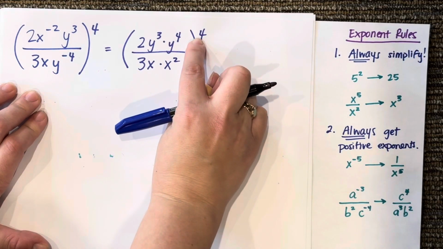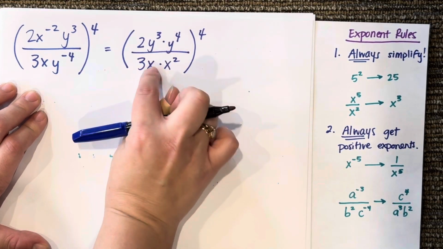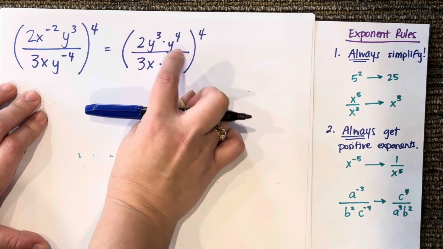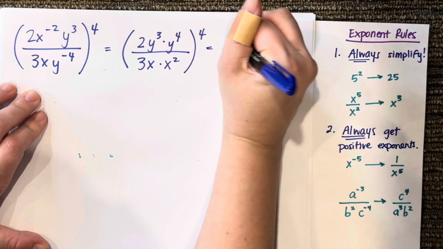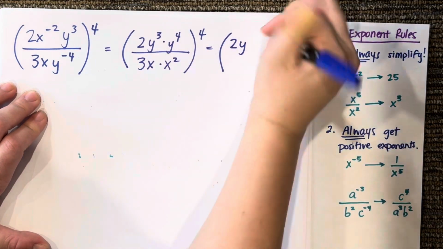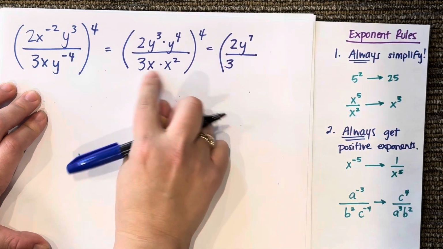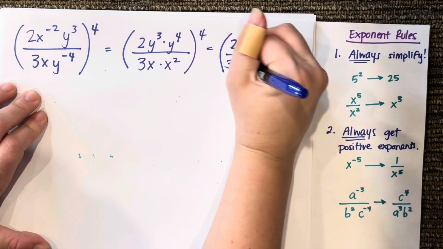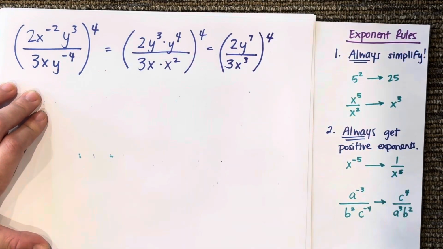Before I raise everything to the 4th power, I'm going to do my product of powers first, okay? So I have y cubed times y to the 4th, same base. I'm going to add these exponents. This is going to be 2y to the 7th divided by 3, same thing here. These are the same base. x to the first power times x squared, so this should be x cubed. All of this raised to the 4th power.